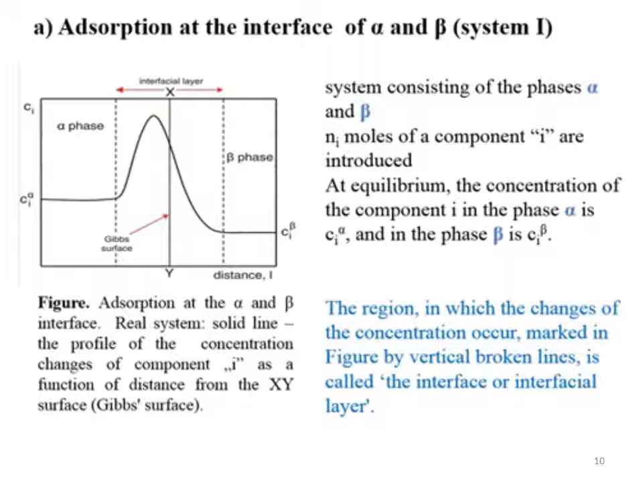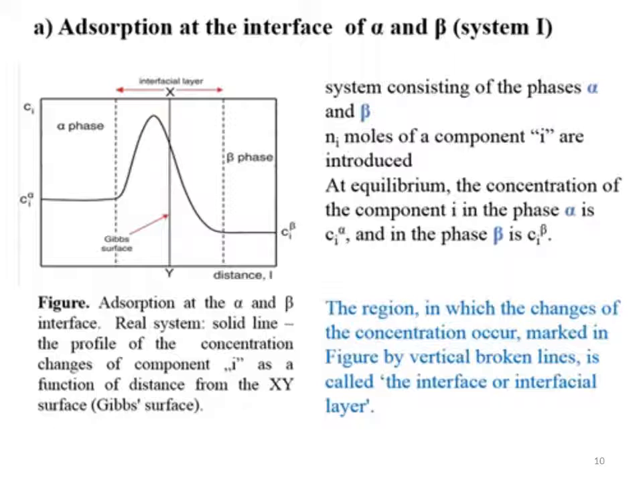Okay, adsorption at the interface of the alpha and beta system. We have a system consisting of the phases alpha and beta. Ni is the number of moles of component I introduced at equilibrium. The concentration of component I in phase alpha is Ci alpha, and in phase beta is Ci beta. Let us talk about the figure, adsorption at the alpha and beta interface. In the real system, the solid line is the profile of the concentration changes of component I as a function of distance from the XY surface, the Gibbs surface.